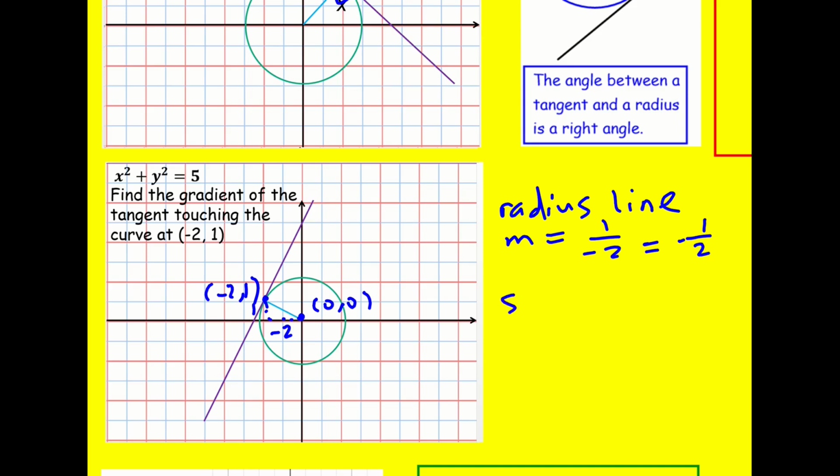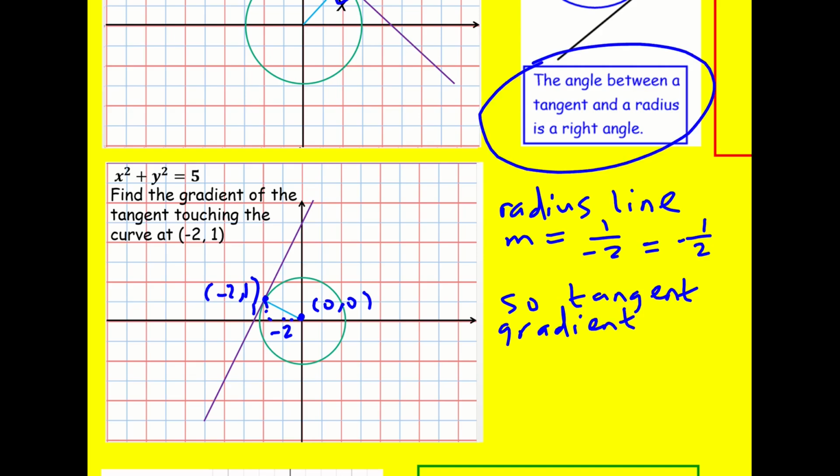Right, so the tangent gradient, because of this up here, is going to be the negative reciprocal, and it's going to equal 2. And you can actually see it from this graph, which is drawn to scale. I'm going along 1 and up 2. That is the gradient, but I don't want you to read it off the graph. That was just me checking it.